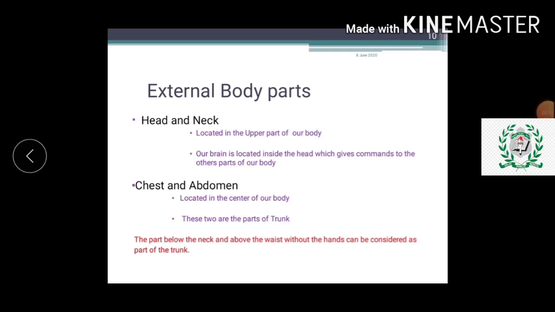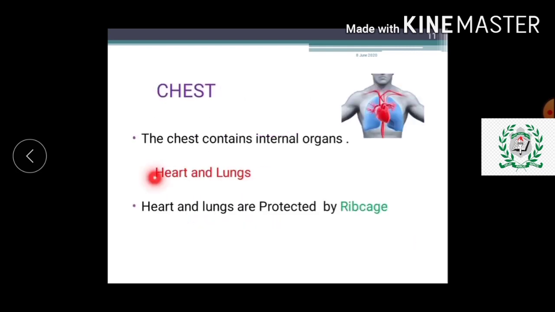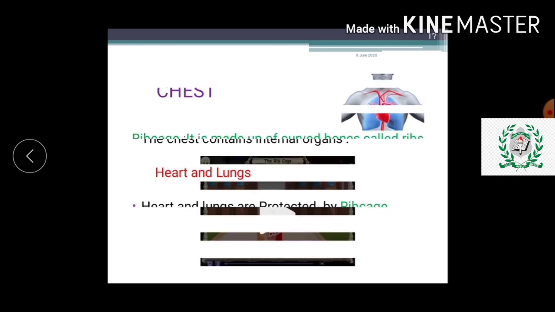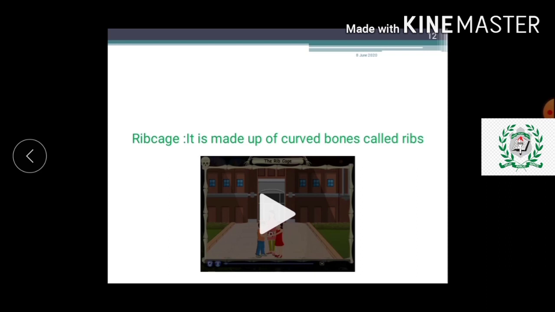In the external body part, that is the chest, you have internal organs. Kids, did you guess what internal organs are present in the chest? That is the heart and lungs. These two internal organs are present in our chest. They are protected by the rib cage. The rib cage is nothing but the bones which help to protect our internal organs. I'll be showing a small video clip which would help you better understand the rib cage.